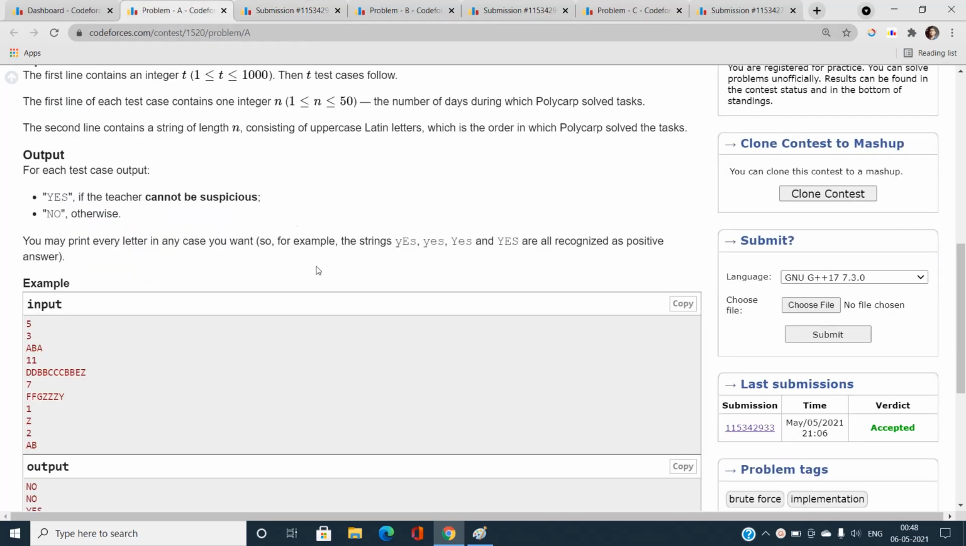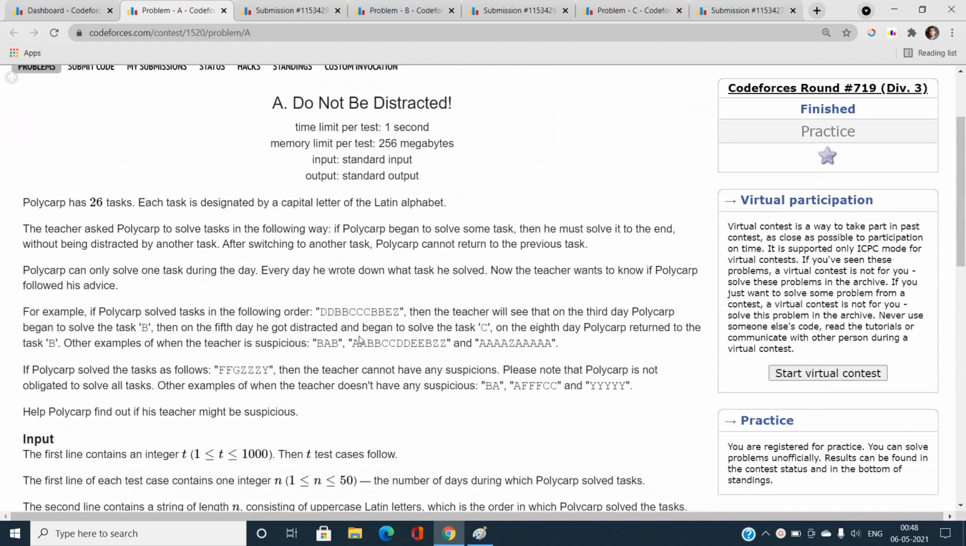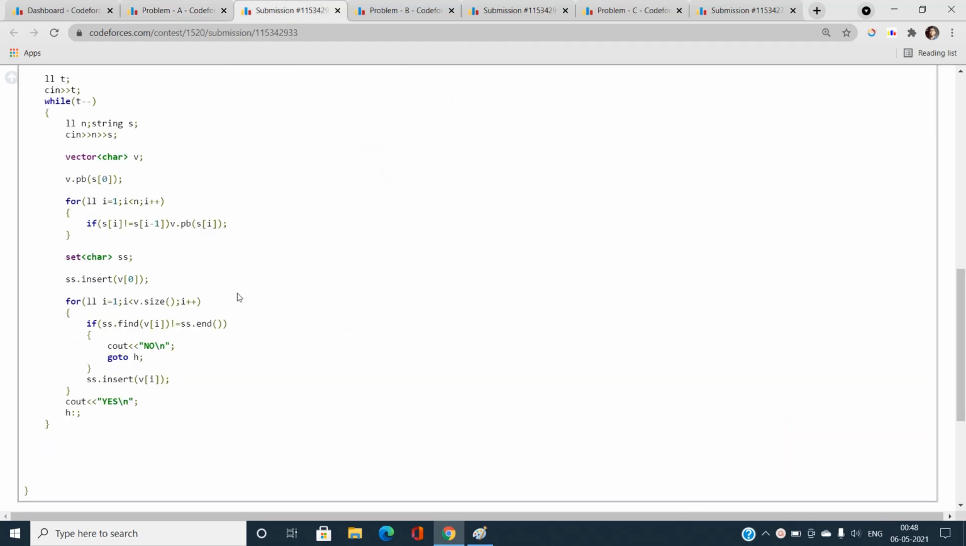Like if we have the characters A four times, then Z, then A five times, this will push the sequence of characters A, then Z, then A into the vector. It pushes the distinct sequence of characters, like D, then B, then C, then B, then E, and then Z. So this vector stores the distinct characters present in the sequence, and the set is going to check the condition. The first element is pushed, and I'm checking the condition over the entire vector v.